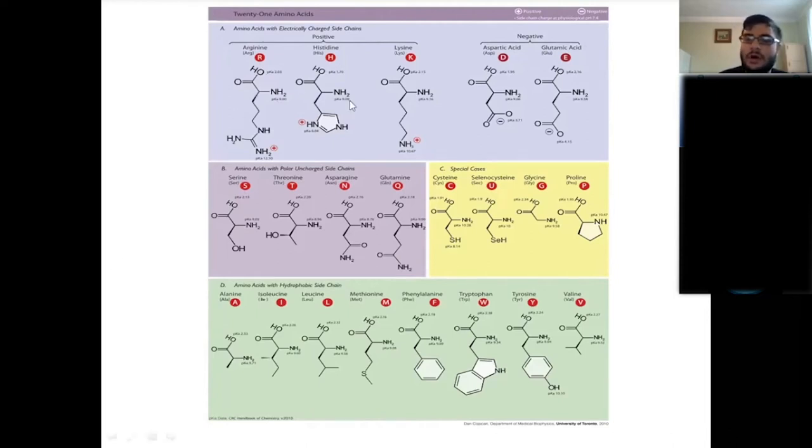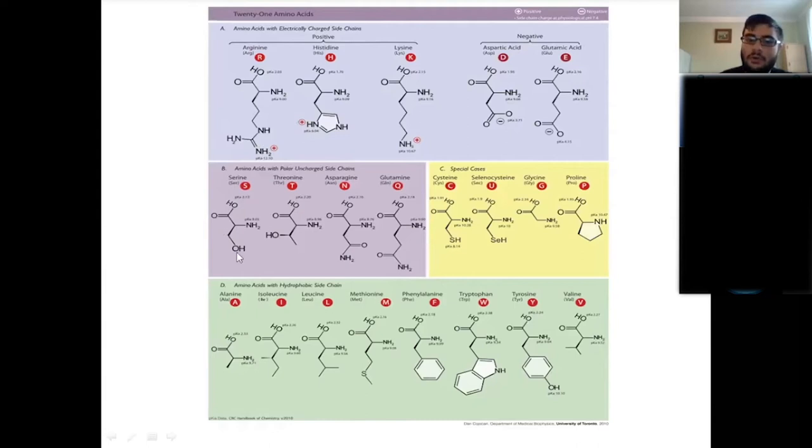Okay. Some hints to help memorize some of them. If it has acid in the name, like aspartic acid, glutamic acid, it's negative, right here. These three are positive, so arginine, lysine, and histidine, so you can memorize these three as a group. They all have a nitrogen, so that's helpful to memorize. They're positive because they have a nitrogen.